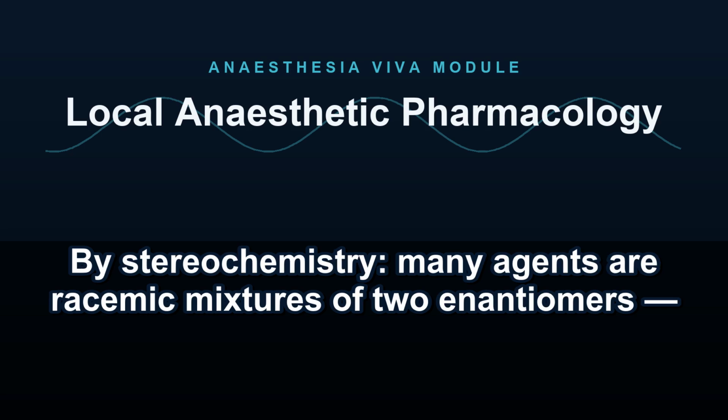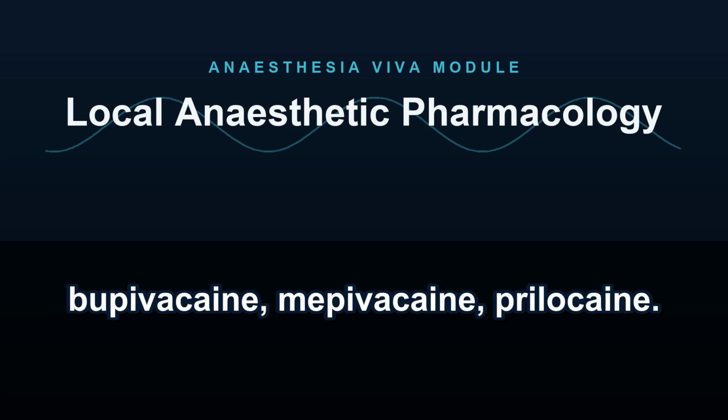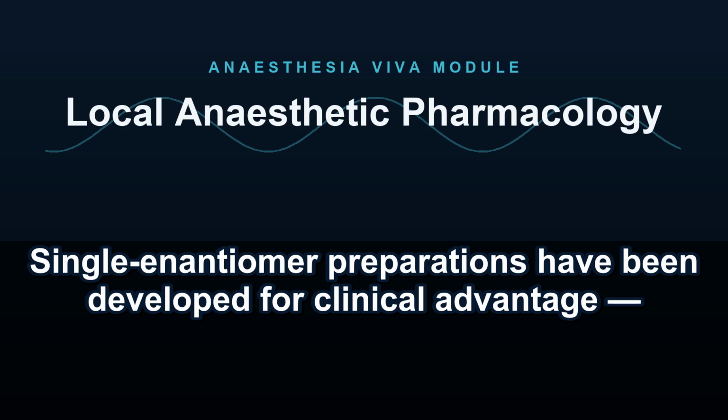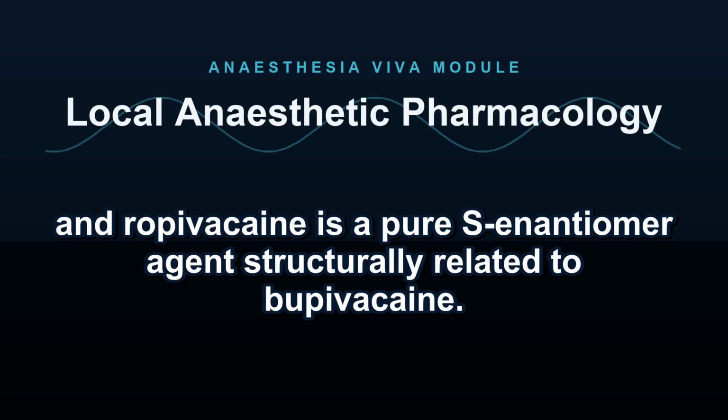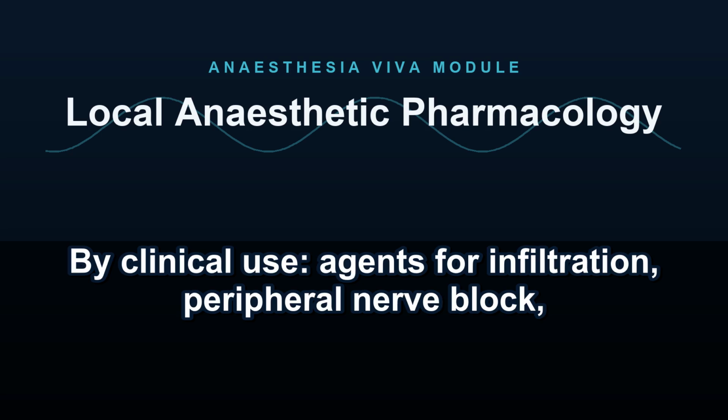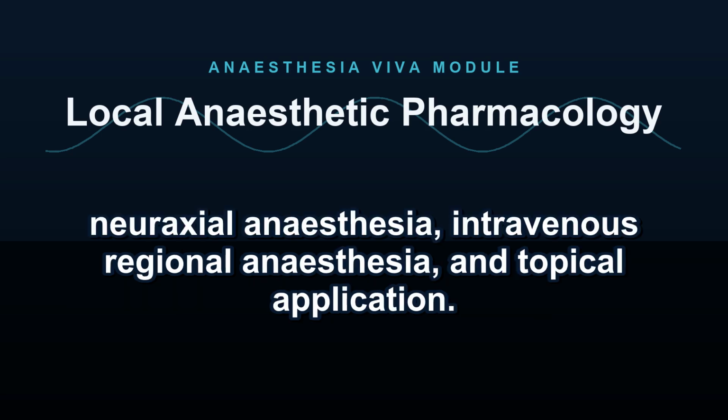By stereochemistry. Many agents are racemic mixtures of two enantiomers: bupivacaine, mepivacaine, prilocaine. Single enantiomer preparations have been developed for clinical advantage. Levobupivacaine is the pure S-enantiomer of bupivacaine, and ropivacaine is a pure S-enantiomer agent structurally related to bupivacaine. By clinical use: agents for infiltration, peripheral nerve block, neuraxial anesthesia, intravenous regional anesthesia, and topical application.